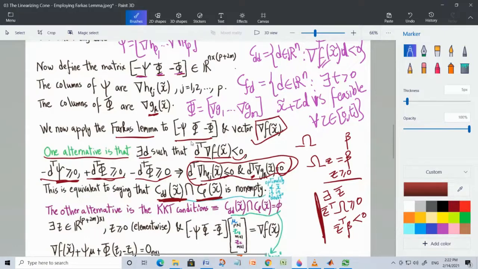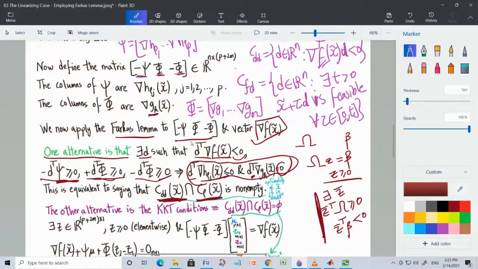Why is this problematic? What is the problem if there is a direction that is in the cone of descent directions and that is a feasible direction? What's the problem? What does this mean?